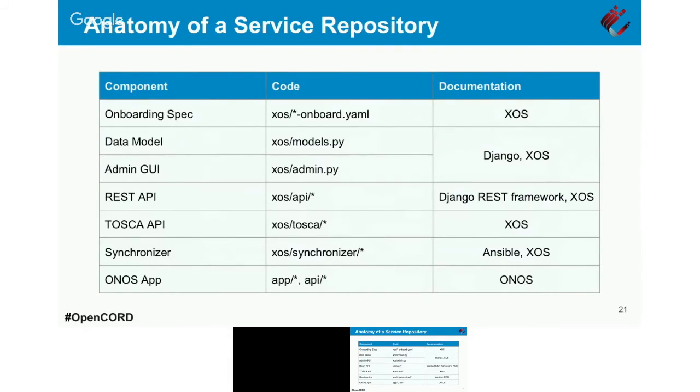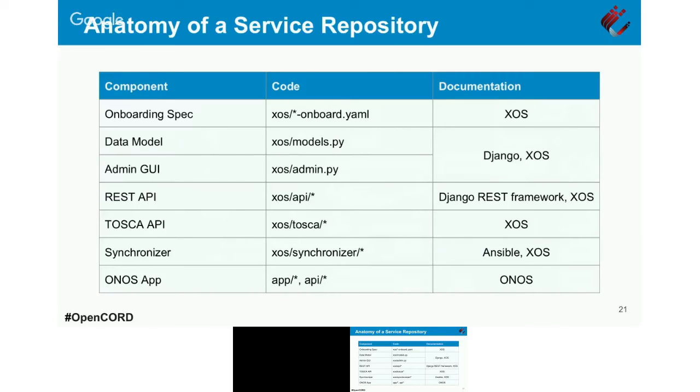So how are these actually made? If you have a service, each service is usually expressed as a Git repository. If there's an ONOS app, it's also in there, but most of the code is in the XOS directory. There's an onboarding spec which tells XOS how to bring that service on board, what things it needs, if it needs extra files, if it needs an image, if it needs a Docker container, that sort of thing.